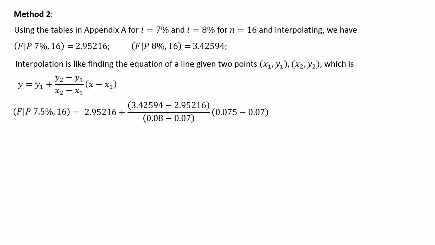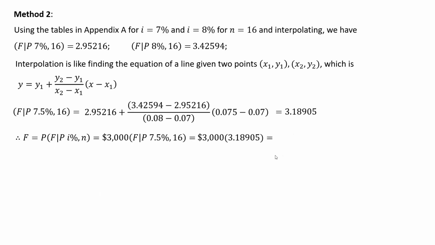And as you can see, I have done exactly what I told you. And when you do this, you get that factor to be 3.18905. And so that means if you want to find the future value, you take your principal and multiply by this factor, which we just found. Principal happens to be $3,000. And this factor we just found happens to be, for 7.5%, this guy. And so we multiply and we get this much.